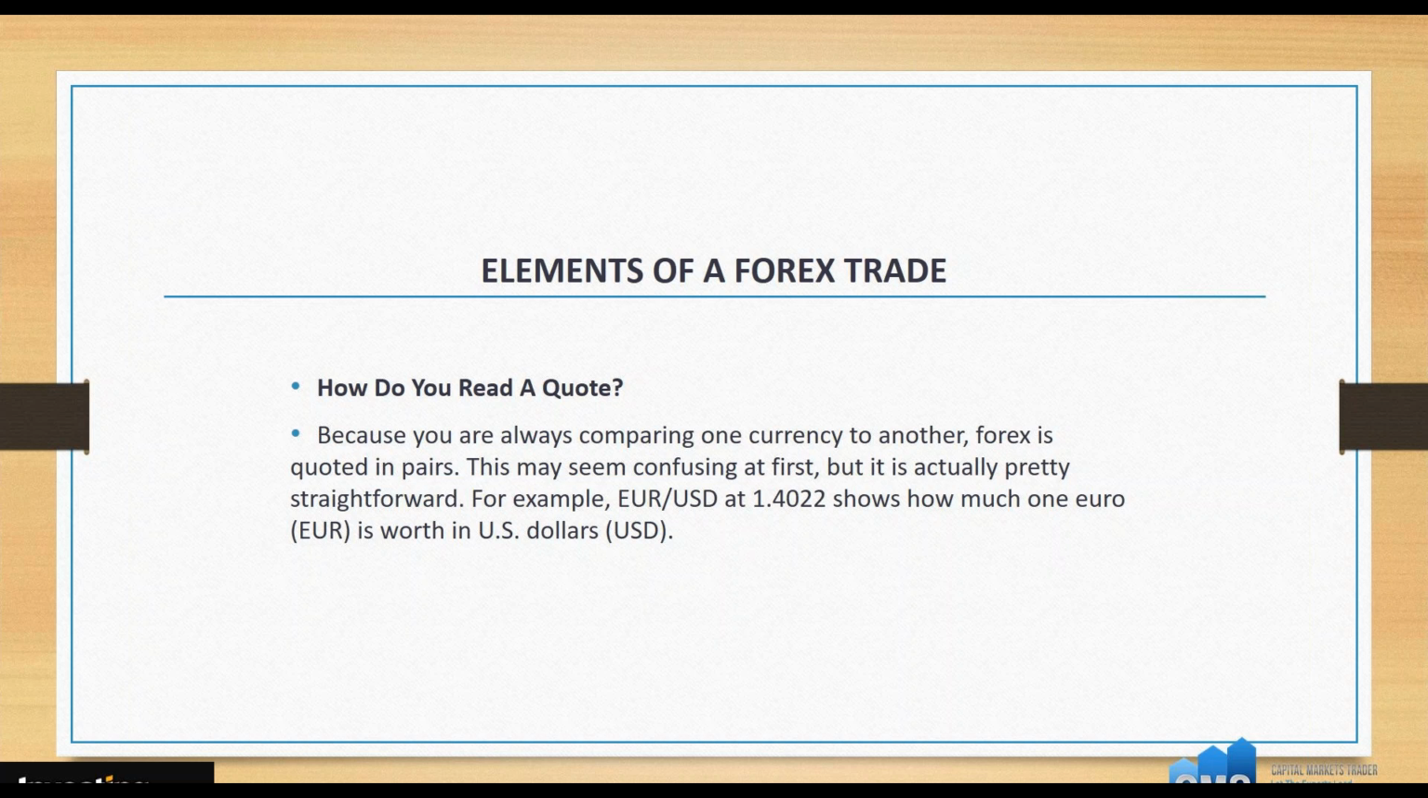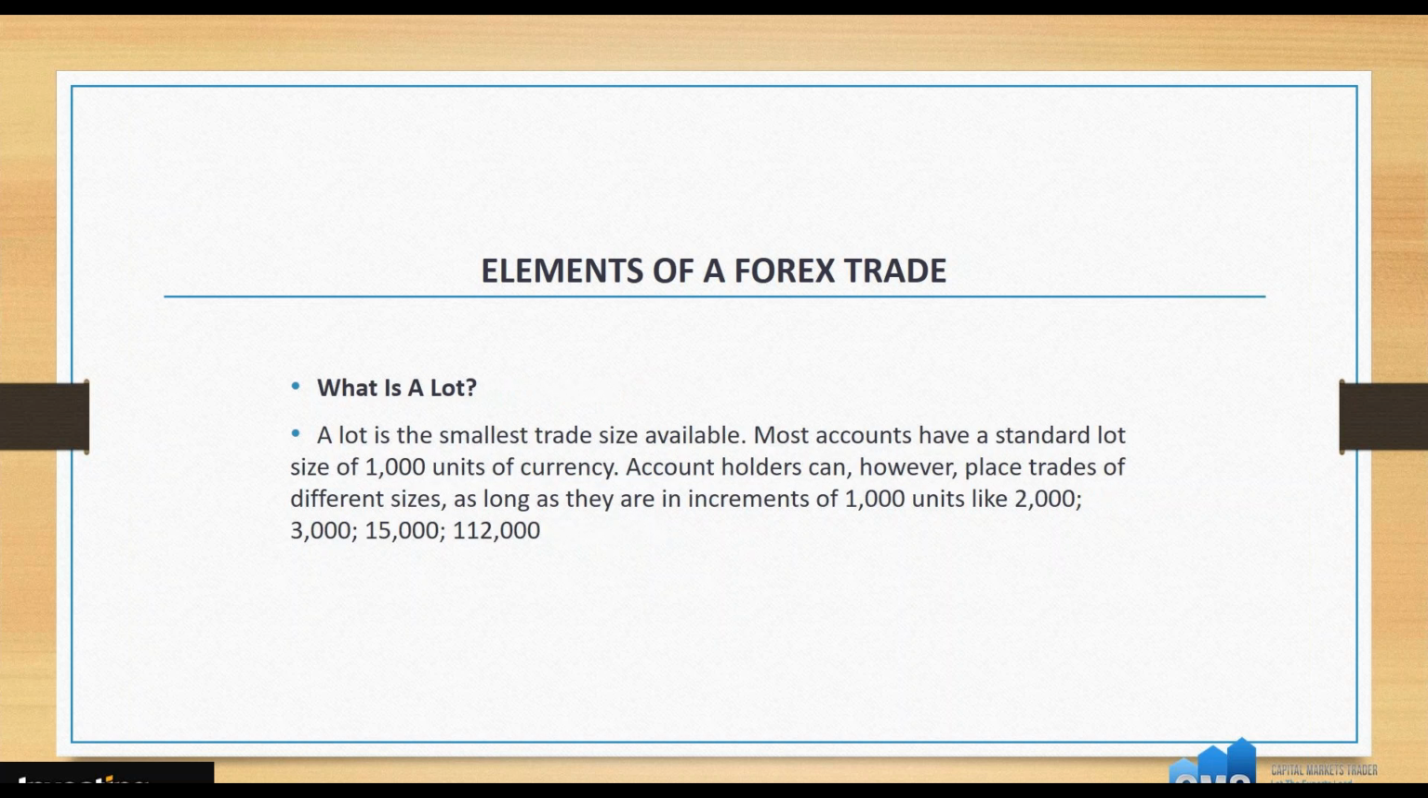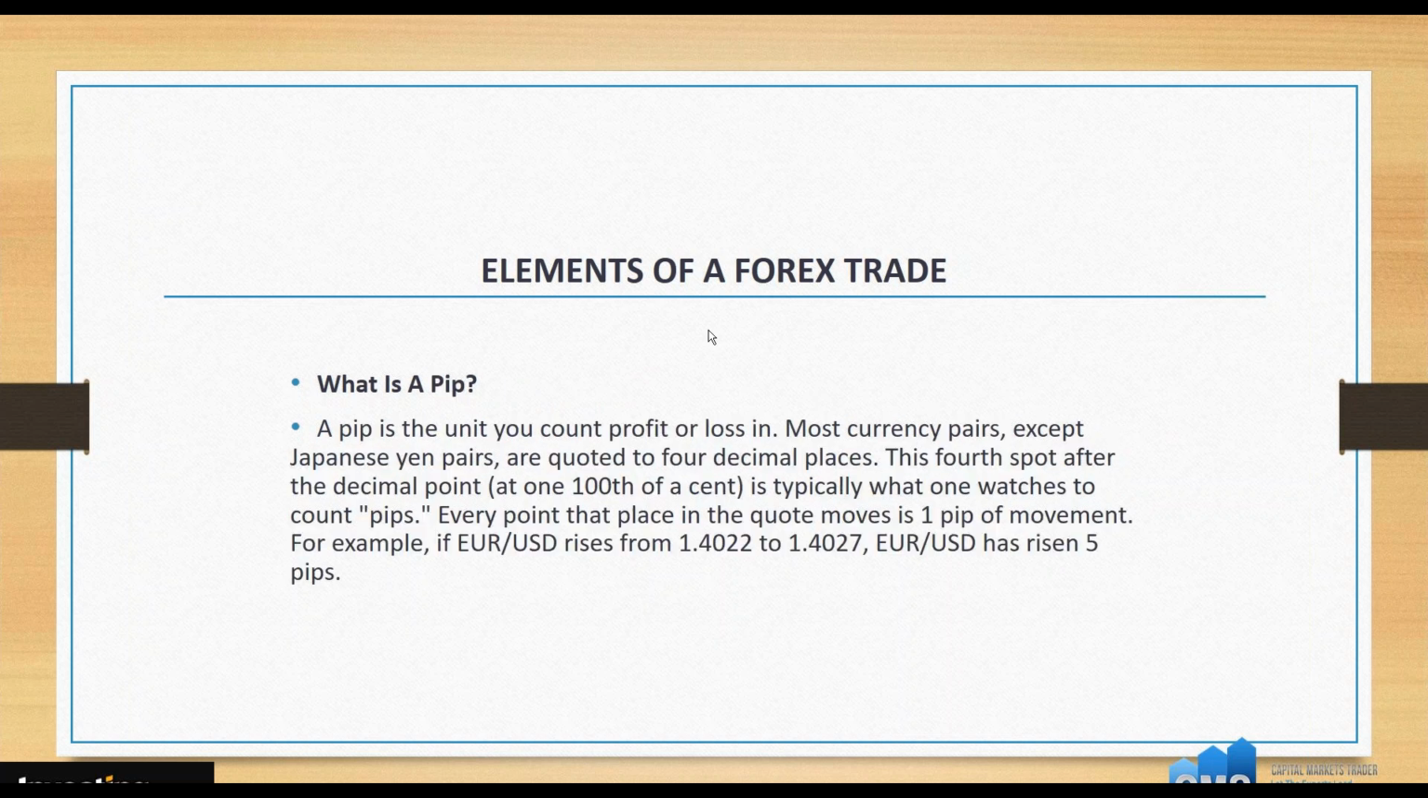For example, when we talk about the euro-US dollar at 1.4022, it shows how much 1 euro is worth in US dollars. The quoted currency on the left, the other currency on the right. So how much is 1 euro worth against the dollar? Today we're getting about 1.29, so that means for every 1 US dollar you would get 1.29 euros. Currencies are sold in lots from 1,000 currency units on up.